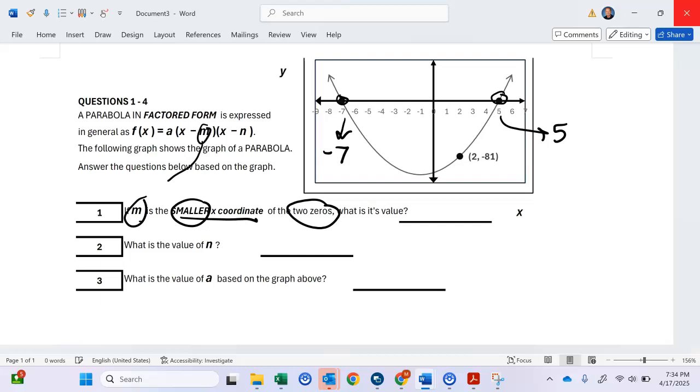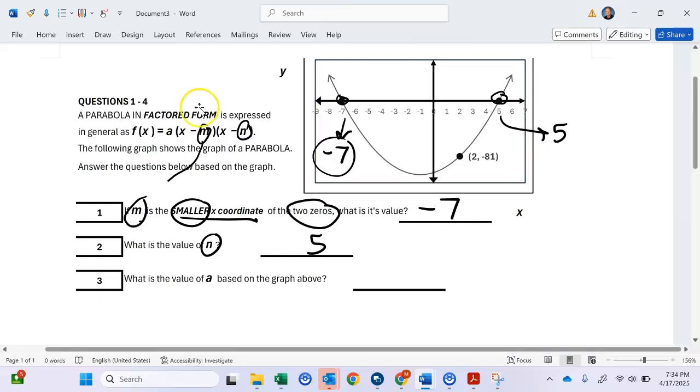So what we're trying to get is the factored equation. So the m is going to just be basically this right here, the smaller one. So -7, very easy, okay? And then n is the other one over here. So that's going to be n, so that's going to be 5. So very easy, okay? Now a is a little bit different. We're going to have to do a little bit of more work on a to find out what a is.